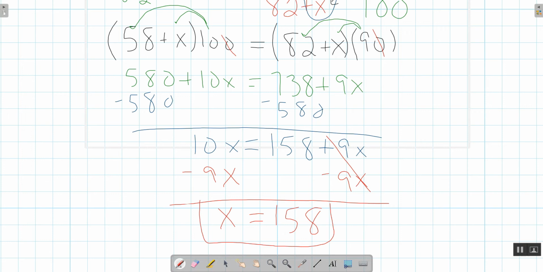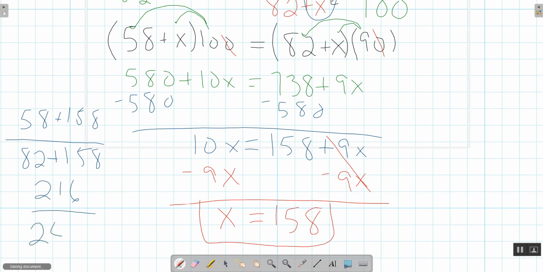Now, if you want to do a quick check, you can say 58 plus 158 over 82 plus 158. That's 216 over 82 plus 158 equals 240. And if you do that math, that equals 90%. So that's how many I need to make in a row to raise my free throw average to 90%. I got it in me, so maybe one day I'll actually try that.